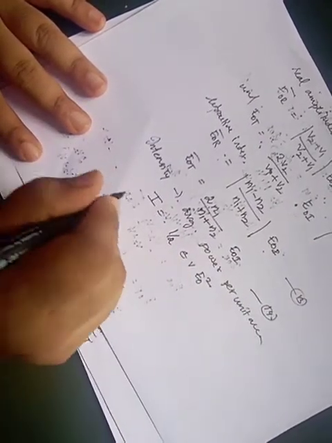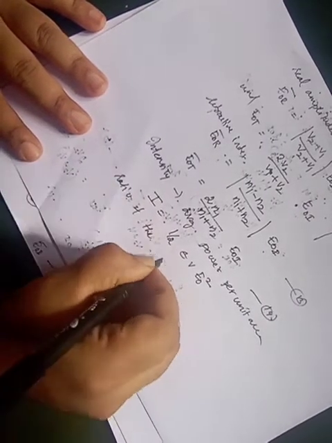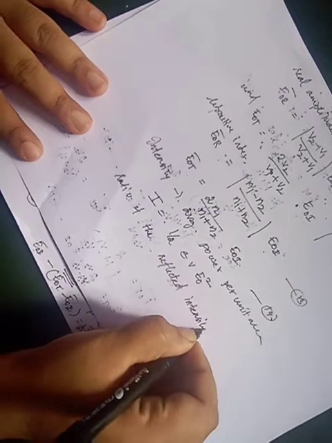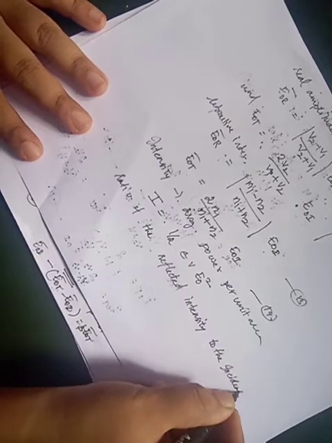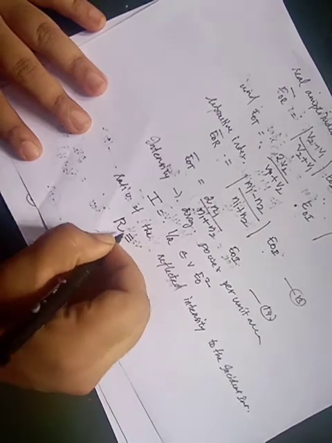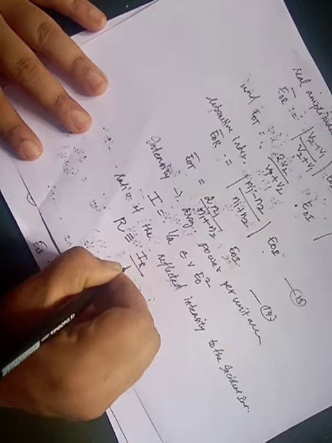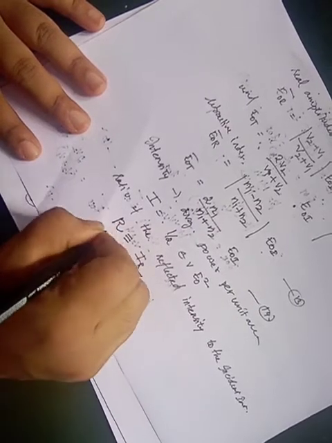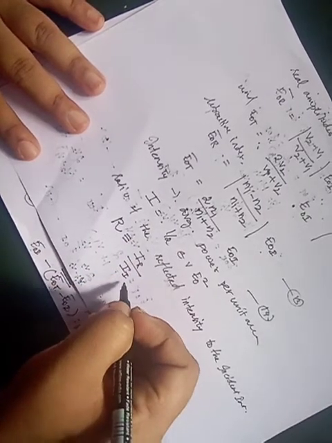Now we are going to write the ratio of the reflected intensity to the incident intensity. That is R, the reflection coefficient, which is nothing but the ratio of the reflected intensity divided by the incident intensity. Reflected intensity is IR, incident intensity is II. So R is the reflection coefficient, which is the ratio of the reflected intensity to the incident intensity.